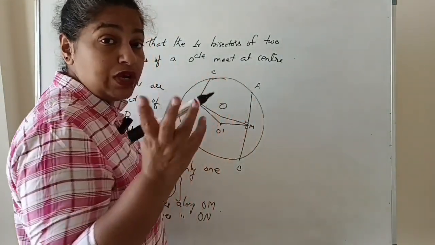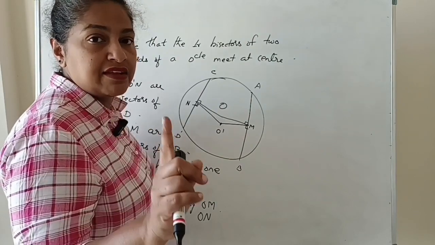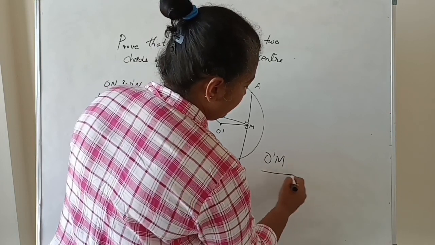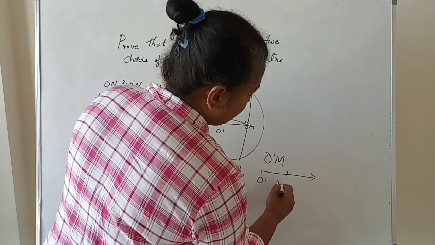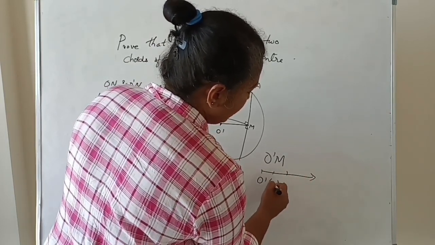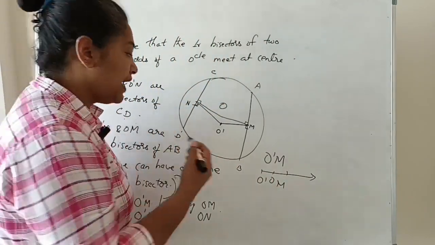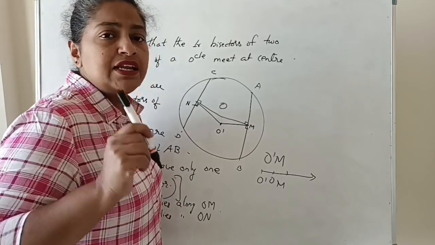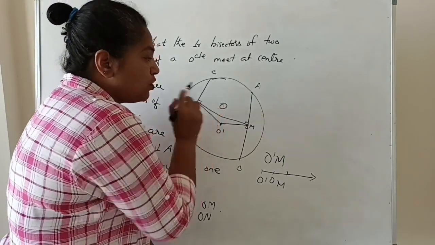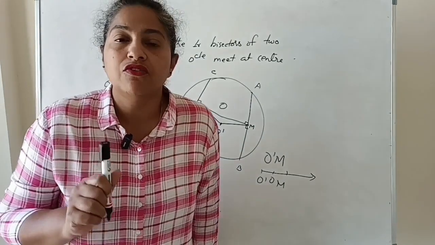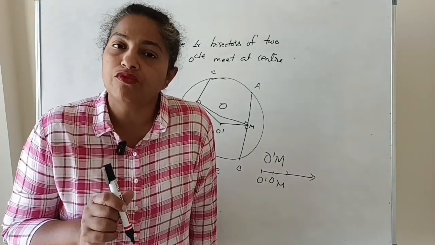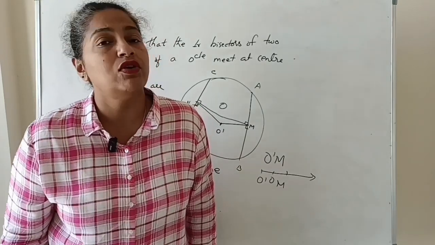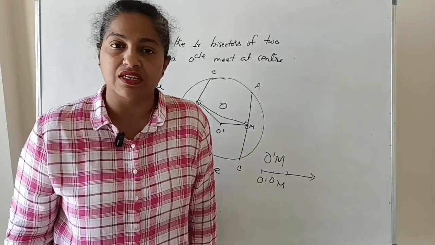So, two lines can intersect at how many points? It can intersect only at one point. Since O dash M, suppose it is like this, and OM are on the same line, and O dash N and ON are on the same line, and both are intersecting at exactly one point, O dash and O have to be the same point. So the perpendicular bisectors of two chords, or however many chords there are in the circle, can intersect only at one point, which is the center of the circle.